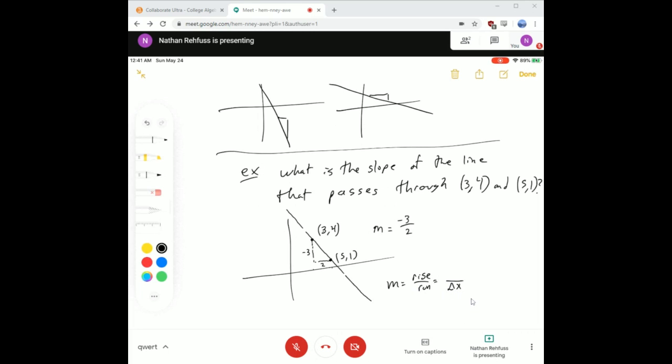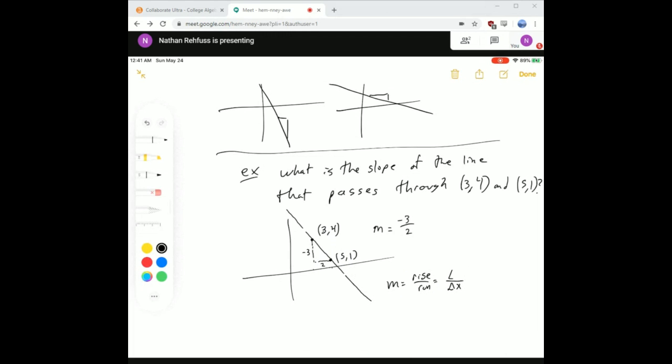You might see that in physics again. So the run is how much x changed from 3 to 5. The rise is how much y changed from 4 to 1. So that's delta y, is how I'll call that.